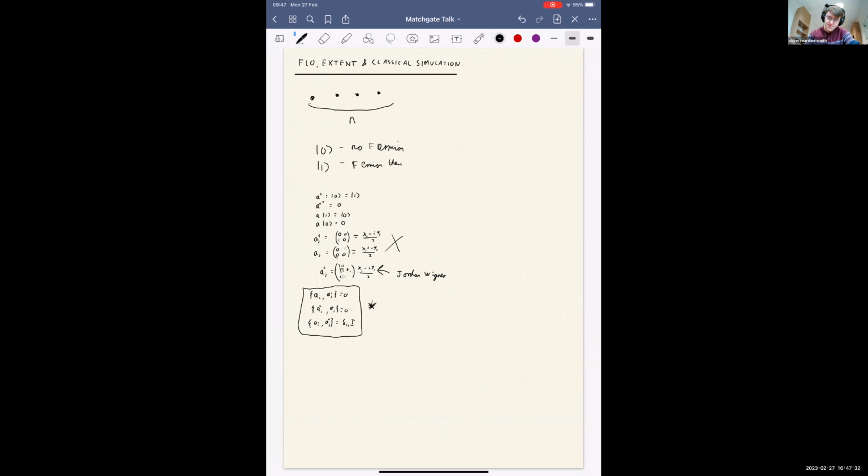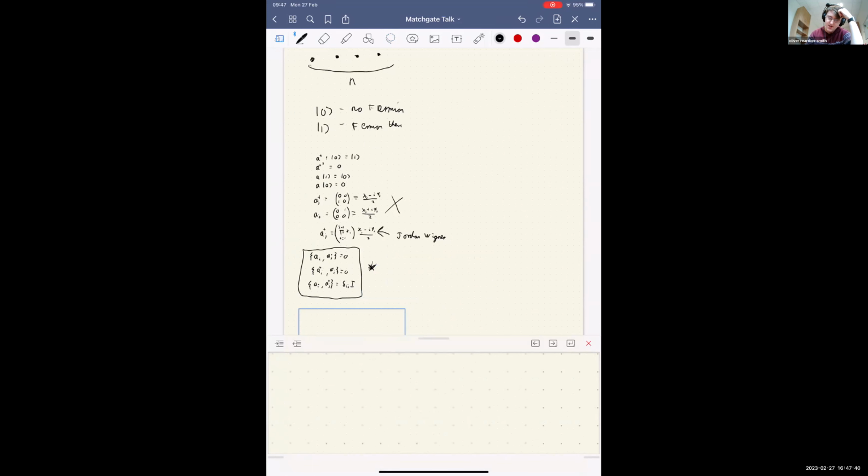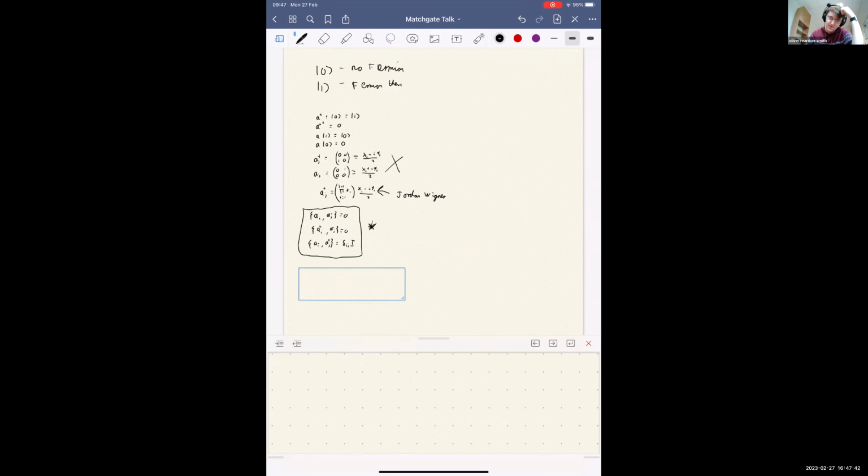Okay. So we have these creation and annihilation operators. They turn out to be a little bit annoying to work with in general. So actually we're going to make a new set of operators, which go by the slightly grand name of Majorana fermion operators.